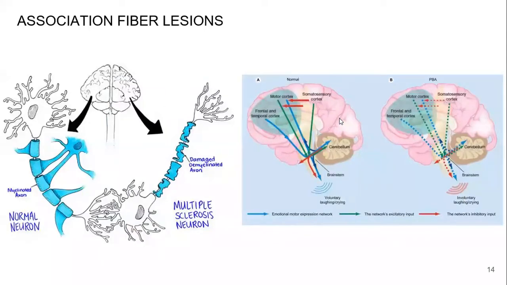Next, we'll have association fiber lesions. Cortical association pathways or bundles can become disseminated in multiple sclerosis and other demyelinating diseases, leading to cognitive and emotional problems, in addition to sensory, motor, and autonomic involvement that is well known in such disorders. Diminished attention and vigilance can occur with demyelination of association pathways, and that may contribute to some of the memory impairment seen in patients.